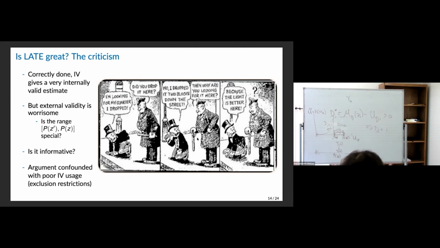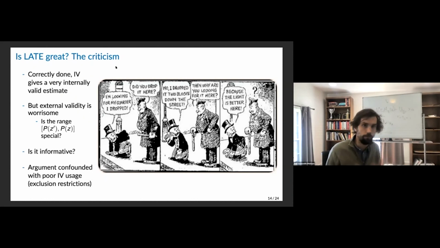The whole point of these latent index models is that they highlight the fact that the people on the margin are potentially going to be very different types of people than the people who are not getting shifted by the instrument. So the complier group is going to be special in the sense that they are marginal by definition. And so maybe what we can do is try and understand who those compliers are a little bit more. That's what we're going to be able to do in the next couple of slides.